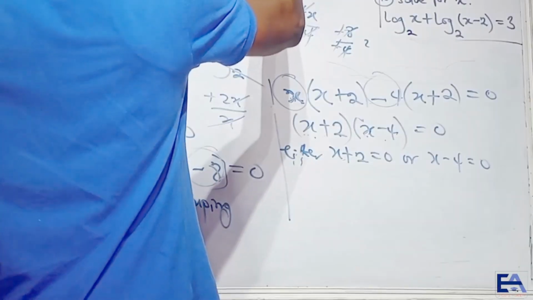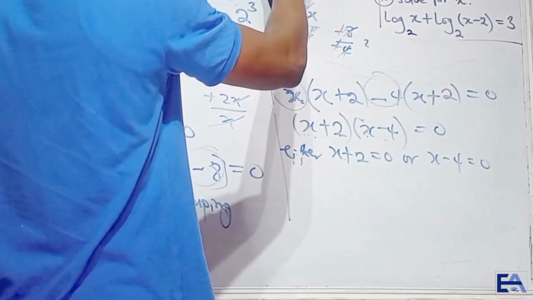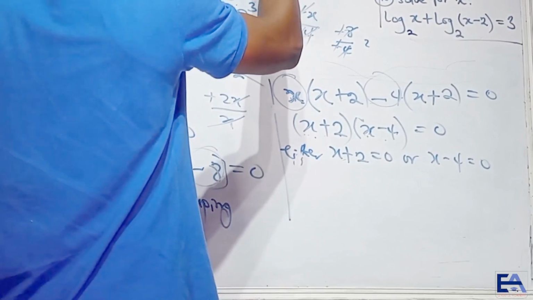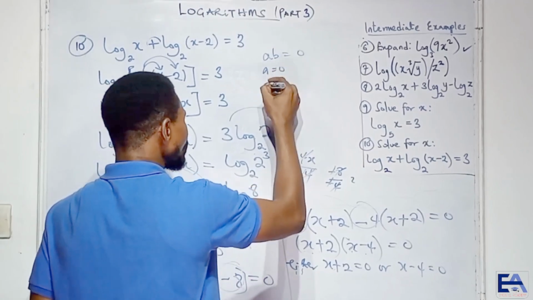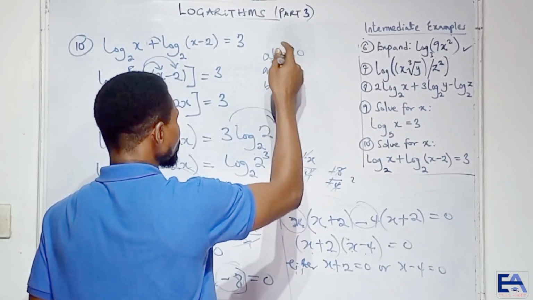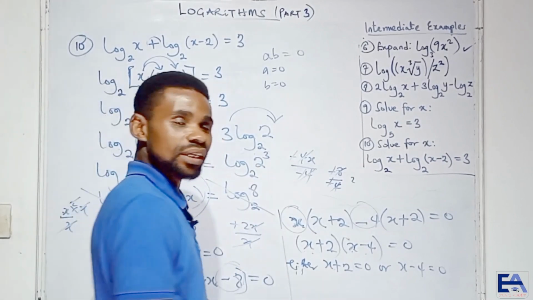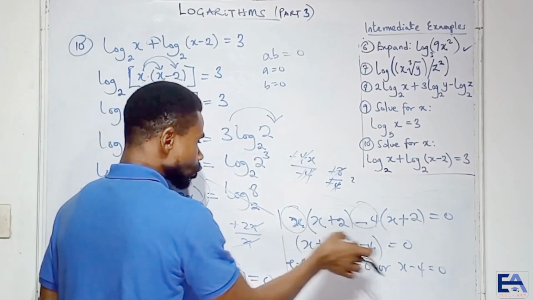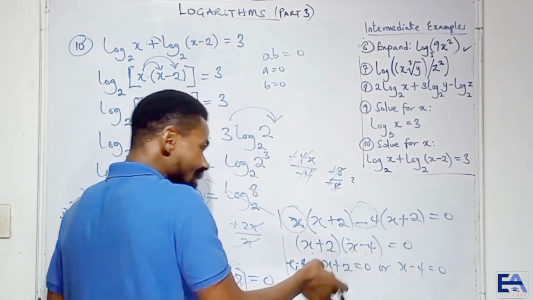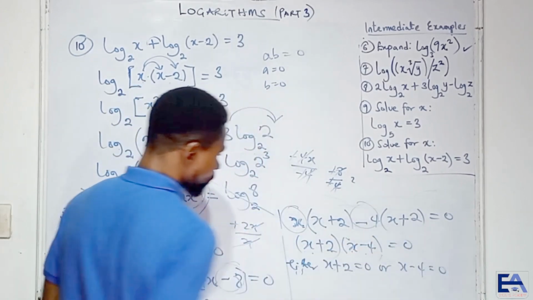Because if a times b equals 0, it means either a is equal to 0 or b is equal to 0. One of them is equal to 0. That is why when they multiply each other, the result was 0. Okay, so the same way, if x plus 2 multiplied by x minus 4 is equal to 0, it's either x plus 2 is equal to 0 or x minus 4 is equal to 0.